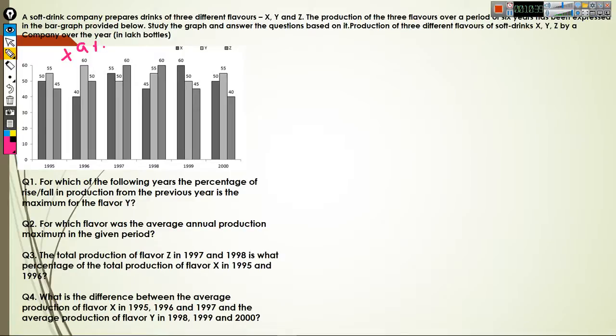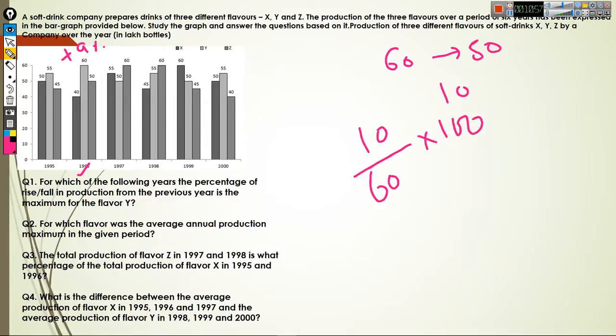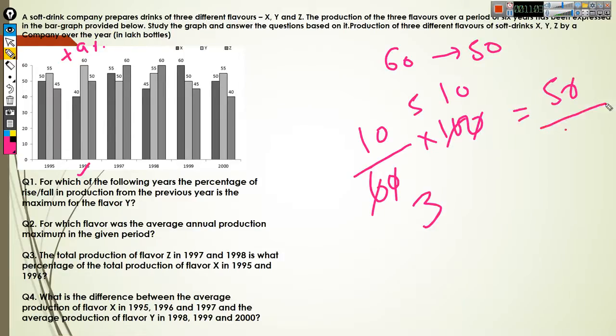Let's see again. In 1996 the production of Y was 60, and in 1997 the production of Y was 50. It means there is a fall in the production, a fall of 10 units. 10 divided by 60 multiplied by 100. 0 divided by 6 is 0, 2 3s are 6, 2 5s are 10, 10 5s are 50, 50 divided by 3. So it is approximately 16% fall from 1996 to 1997. So it's minus 16%.